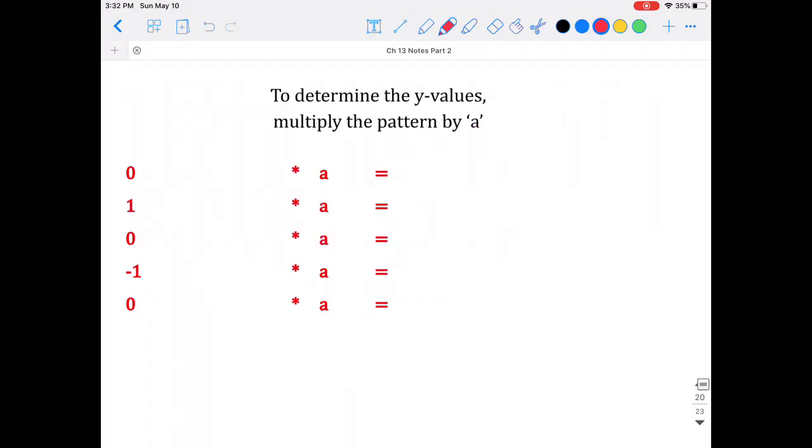To determine the y values, you multiply the pattern by a. So remember, our pattern is 0, max, 0, min, 0. And in a regular sine function, our max and our min is going to be positive 1 and negative 1. That's going to change depending on the amplitude, which is a. So to figure out your y values, you're going to multiply this pattern by your a value. So 0 times a is 0. 1 times a is a. 0 times a is 0, negative 1 times a is negative a, and 0 times a is back to 0. So basically, your minimum and your maximum values, your y values, is just determined by the amplitude. It's either positive or negative.